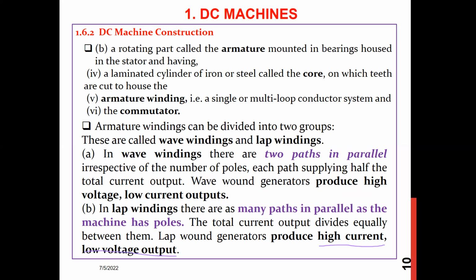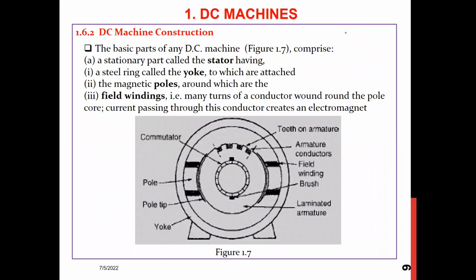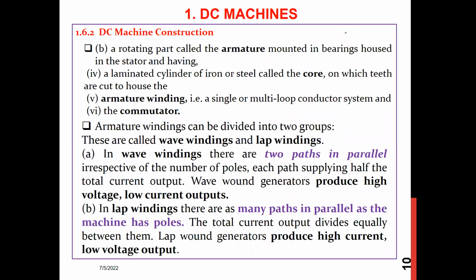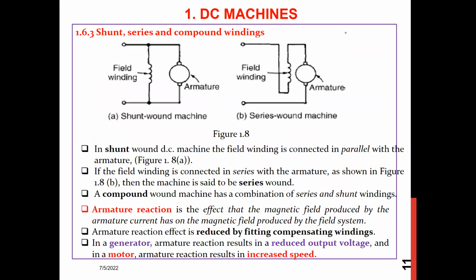To compare between the wave windings and the lap windings, the wave windings have 2 parts, while the lap windings have many parts. Another difference is that the wave wound generators produce a high voltage, while the lap wound generators produce a low voltage output. In wave windings, we have low current outputs, but in lap windings, we have a high current.